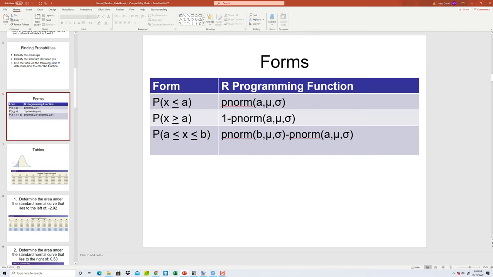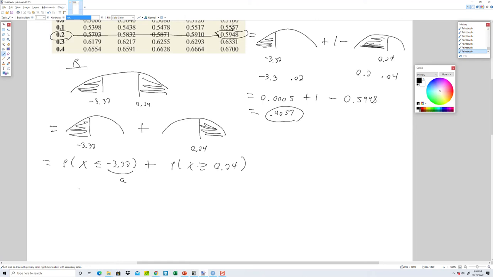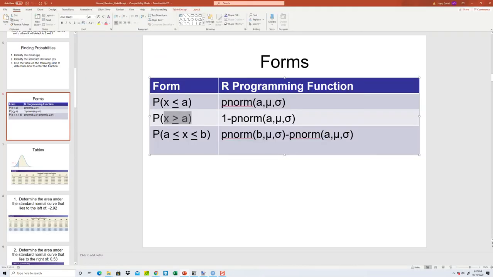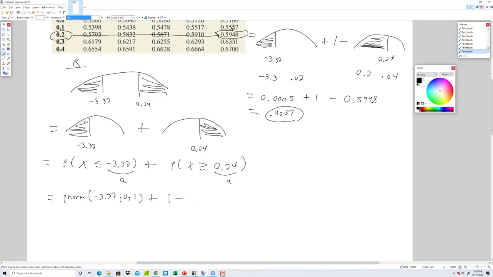That's form 1 here. So what we plug it into is this right here, P norm A mu sigma. So this is P norm A, which is negative 3.32. And we're still talking about our standard normal. So I'll put 0 and 1 there to indicate it, but as we've seen, you don't need to put it. This other one is going to be a different form, but this will still be A. That's my greater than or equal to case. And that says we rewrite as 1 minus P norm A mu sigma. So plus 1 minus P norm A, which is 0.24, mu 0, sigma, which is 1. Does that look familiar? It's got the same setup as there, isn't it?